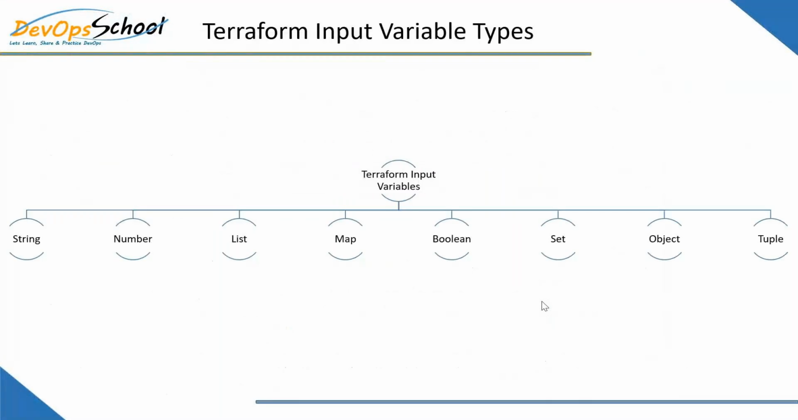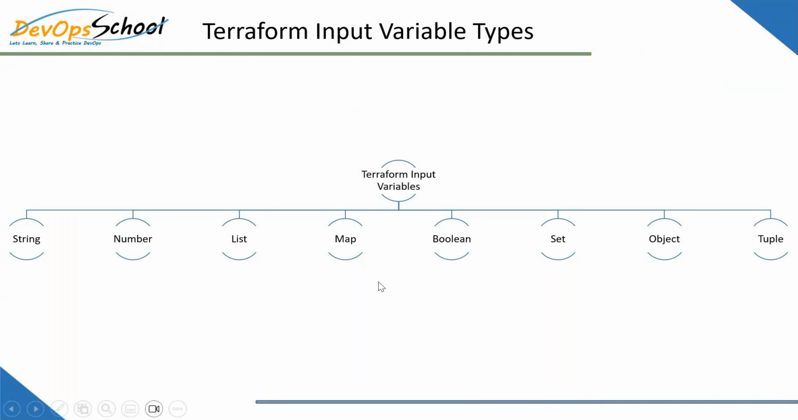These are the types of variables which you can declare, which I'll show in some time. You can declare the string, the number, the list, the map, the boolean, and the set, object, tuple. Right now, just worry about string, number, list, map, and boolean, that is 5; more than 99% is used. In some special scenarios and special programming, you may use set, object and tuple also.